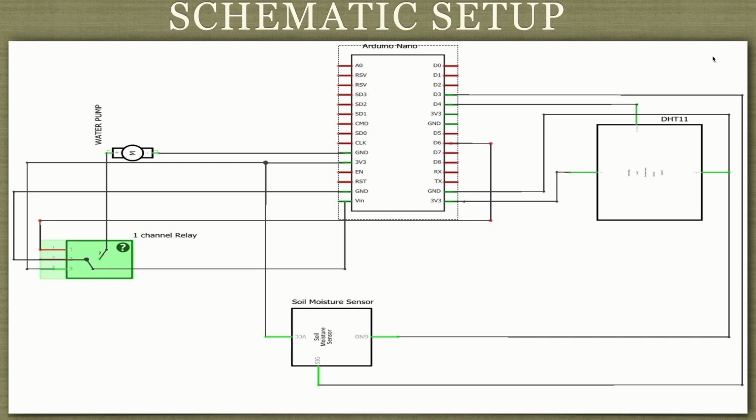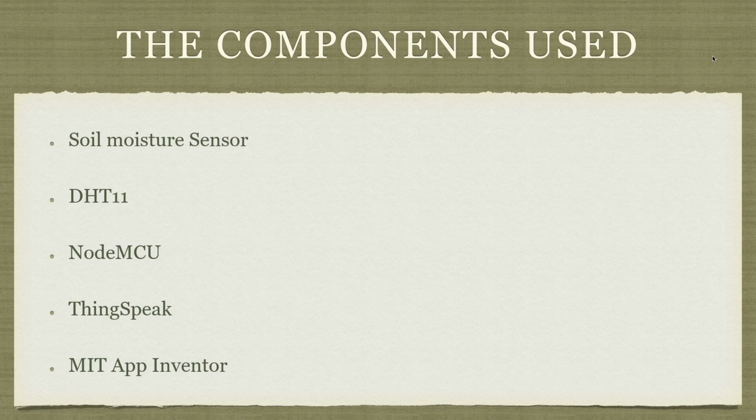This is our schematic setup. It involves the channel relay, the water pump, the soil moisture sensor, the Node MCU, and the DHT11 sensor. The components used are these, as well as ThingSpeak and MIT App Inventor, which help us to integrate and add special features like data analytics as well as the user interface of the app.